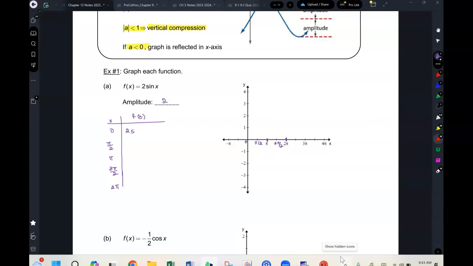So 2 sine 0. What's sine of 0? 0, so that's just 0. 2 sine pi over 2. What's sine at pi over 2? 1. So this is going to be 2. At pi, what's sine? 0. So this is 0. At 3 pi over 2, sine is the vertical one. It's -1, so this is -2. At 2 pi, sine is 0. So this is 0.